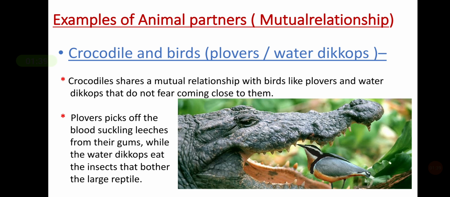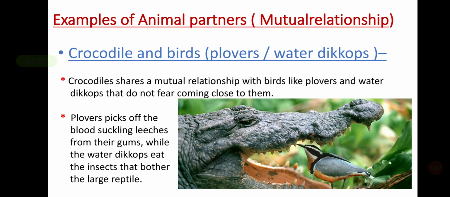First example is crocodile and birds. Here, basically, two birds are mentioned in your books. First one is plover and second one is water thick-knee. Crocodiles share a mutual relationship with birds like plovers and water thick-knees that do not fear coming close to them.